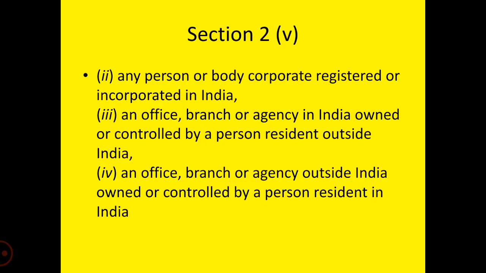In the case of Section 2, Clause V, Subclause 2, any person or body corporate registered or incorporated in India, any office or branch or agency in India which is owned or controlled by a person who is resident outside India. When any office or branch or agency in India is owned by a person who is resident outside India, or is controlled by a person who is resident outside India.